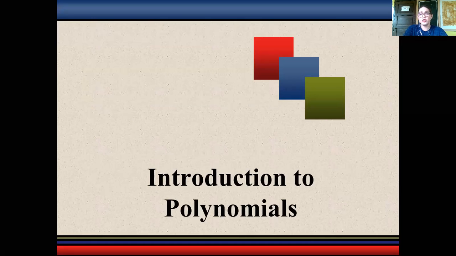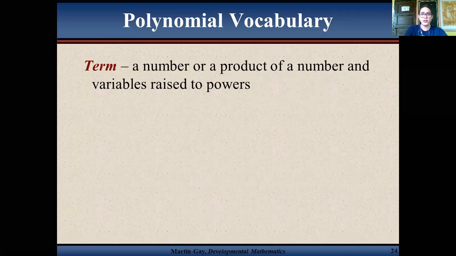For the introduction to polynomials, we talked about scientific notation, algebraic expressions, laws of exponents, exponential notation, and exponential expressions. So it will lead us into the introduction to polynomials, which defines what a polynomial is. For the vocabulary under polynomials, it's very important for us to know the different terminologies being used here.